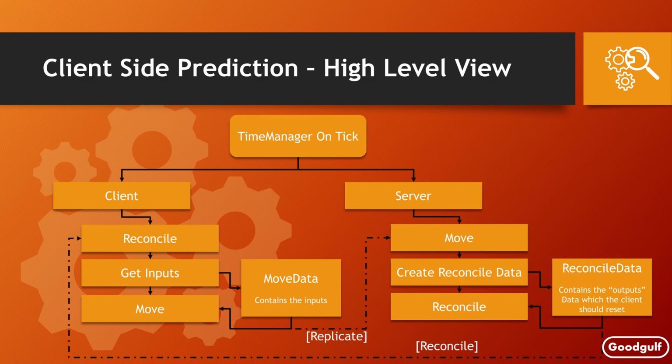The server simulates moving the character using the same move data, then builds the reconcile data containing the character's new position and sends it back to the client using the reconcile mechanism. I know this oversimplifies what's being done behind the scenes, but this is the basic part you will need to use when rewiring your own character controller.